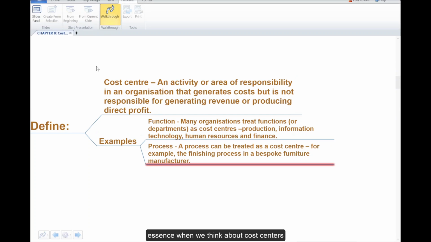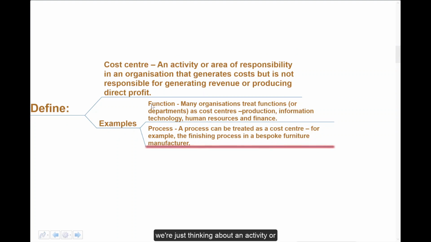So in essence, when we think about cost centers, we're just thinking about an activity or an area of responsibility that really we have a manager who's solely responsible for the costs that are generated under their control, not responsible for revenue or indeed producing direct profit.